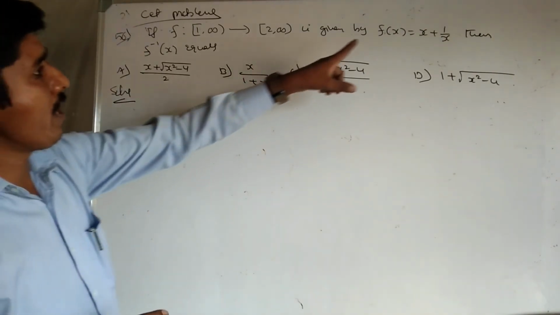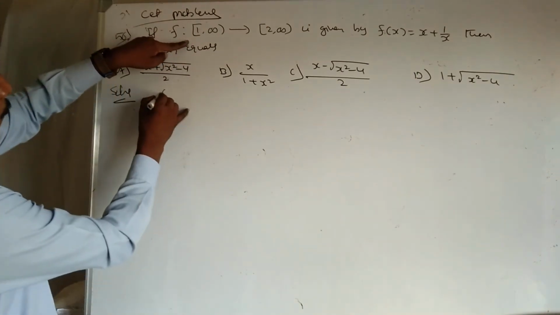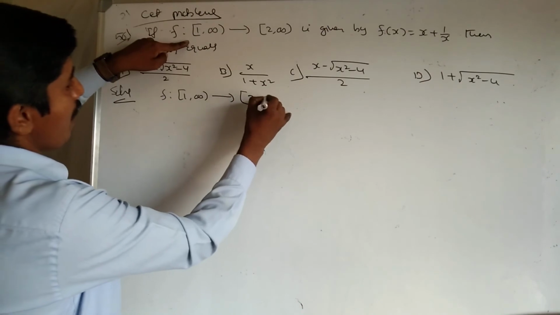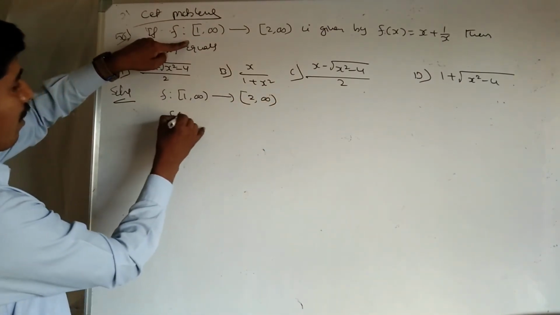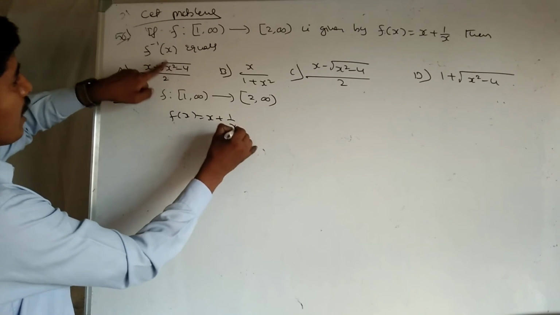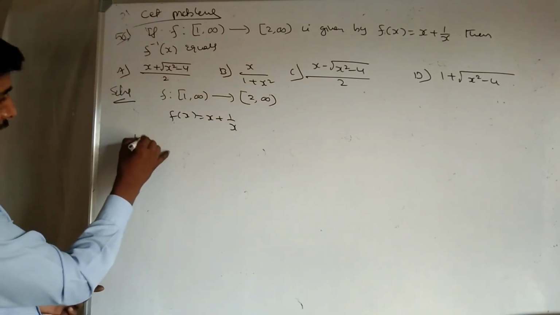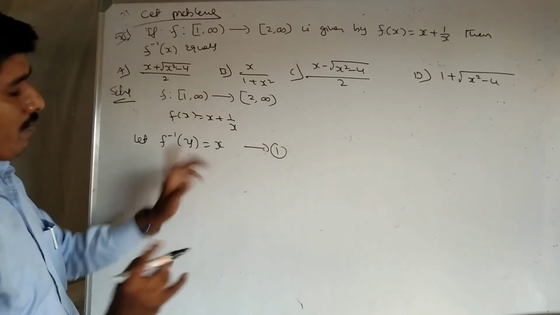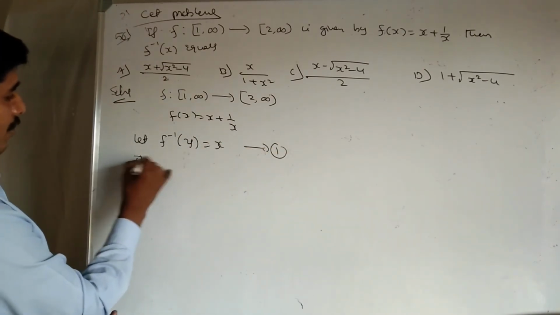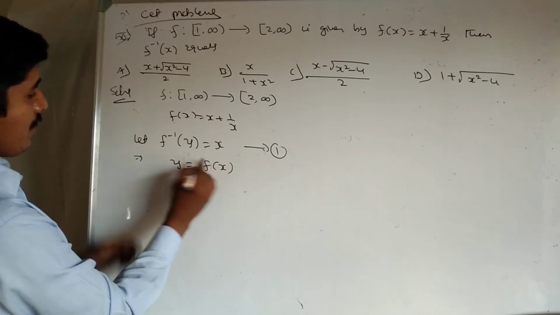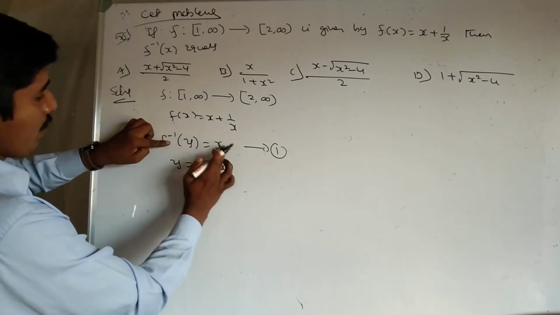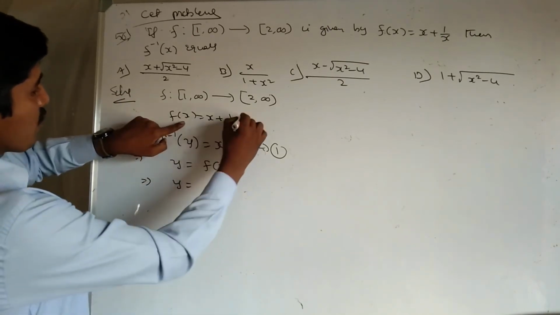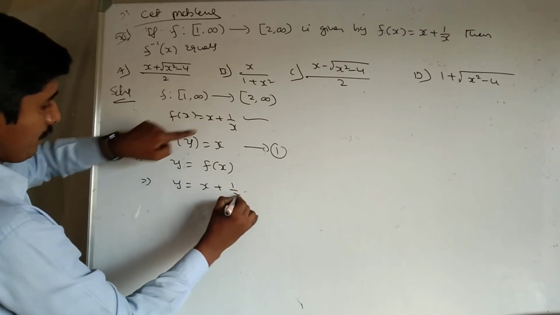So here we have f defined from the half-closed interval [1, infinity) to the half-closed interval [2, infinity), given by f of x equal to x plus 1 by x. Here we have to find f inverse x. So let's take f inverse of y equal to x, called equation 1. Here we have to find the x value. Then we get y equal to f of x. Substitute f of x as x plus 1 by x.